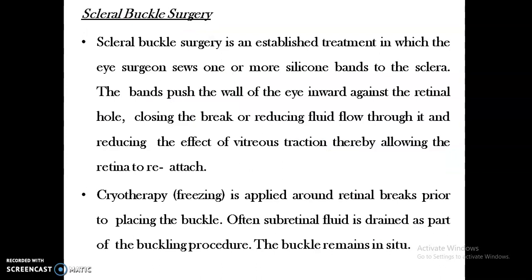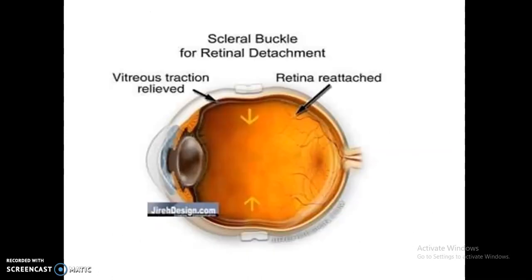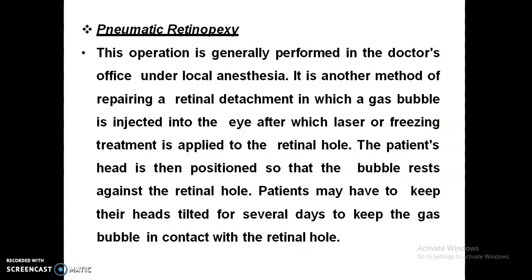Then the scleral buckle surgery. The scleral buckle surgery is an established treatment in which the eye surgeon sews one or more silicone bands to the sclera. By using the silicone bands, they will be sewing the detached retinal layer to the posterior surface, and by that we will be correcting the particular problem. That is the scleral buckle therapy. We are suturing the detached portion, and we will be removing the vitreous traction.